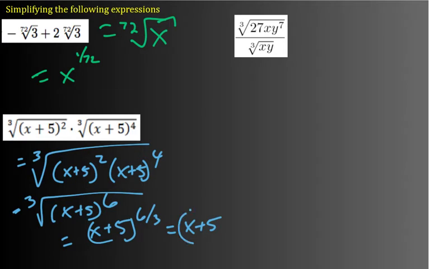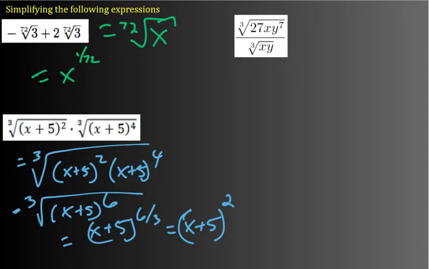And 6 divided by 3 is 2. So this has the exact same value as x plus 5 quantity squared. That is what that thing would equal. And you can't go any simpler than that. I mean, you could double distribute it out, but that's not simpler. This is simpler. So that is that one.